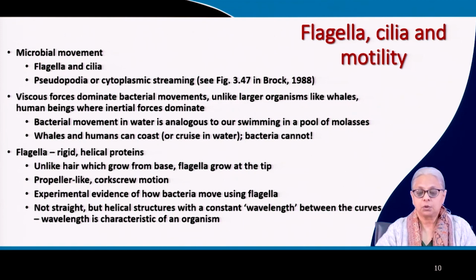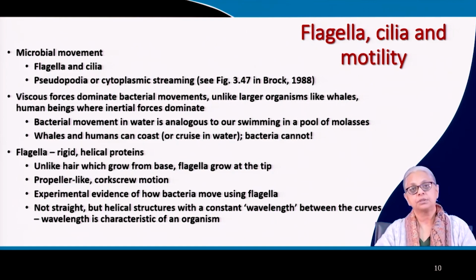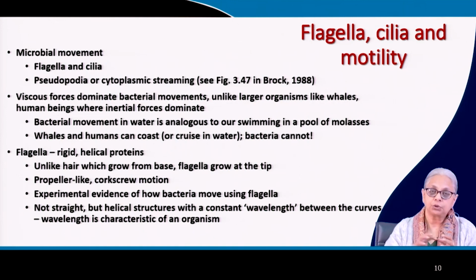Then we come to some other cell organelles: flagella, cilia, and motility. Flagella are used for cell motility as well as cilia. These two are the cell organelles used by several microorganisms for moving. And we also have another example of pseudopodia or cytoplasmic streaming. You can refer to some of the older textbooks, and there are examples of how amoeba creates a false foot and literally streams its cytoplasm in a particular direction to ingest food. So we are going to look at all these different ways of movement within microorganisms.